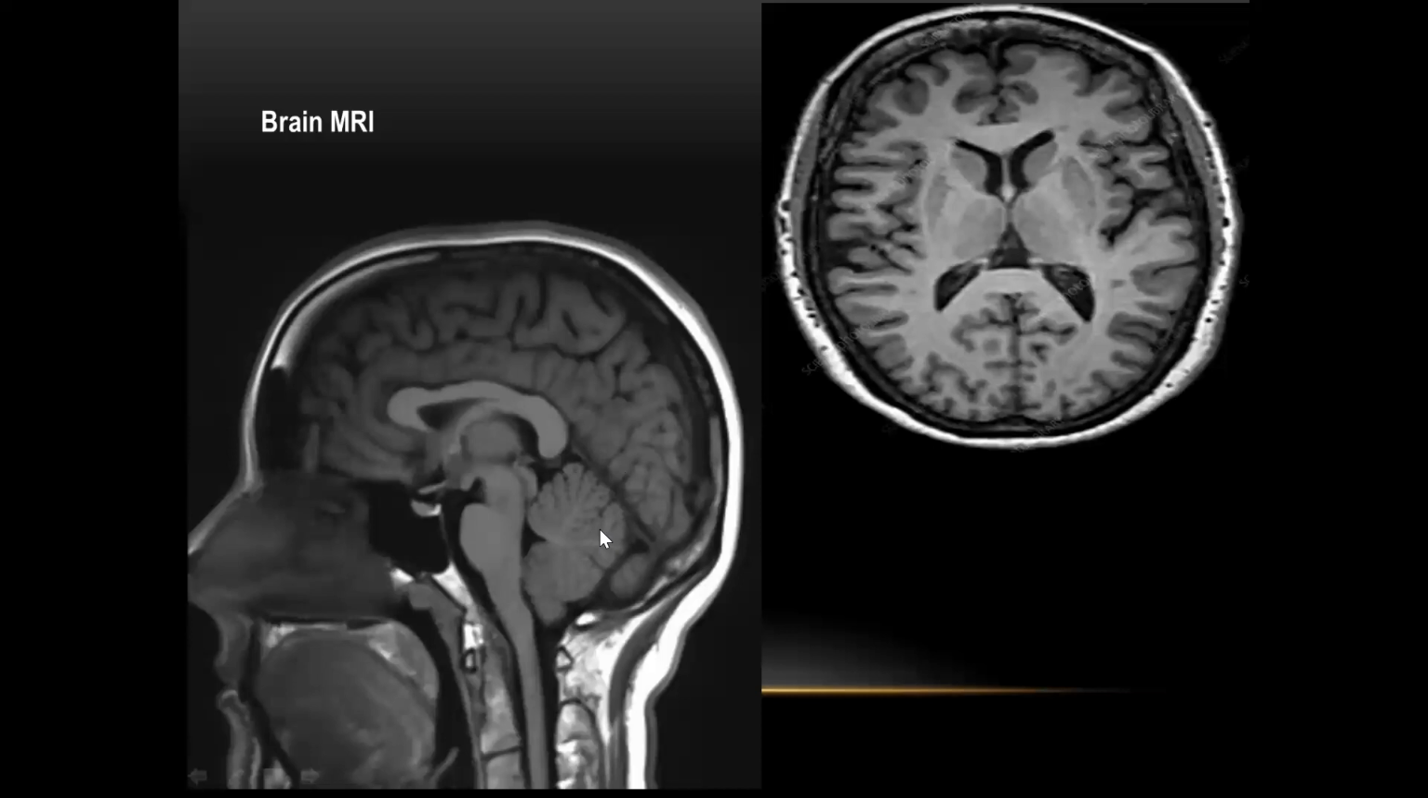This is the cerebellum and the tentorium cerebelli. Above it is the cerebral hemisphere. This is the stalk of the pituitary gland, and this is the optic nerve.